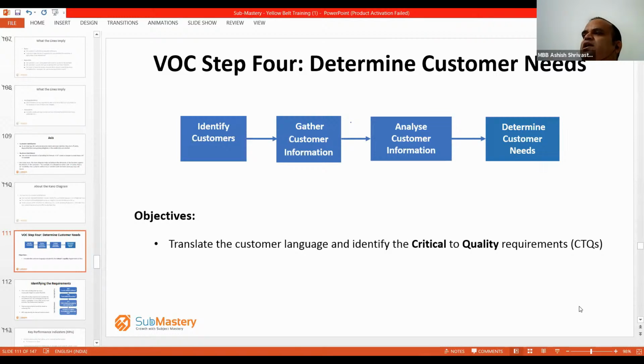Suppose you are going to eat a sandwich in a restaurant. Your demand is that you require a sandwich. Now, what are your specific requirements? That the sandwich should be fresh, the vegetables in the sandwich should be fresh, the taste should be good, and you will receive the sandwich within 5 minutes. These are your specific requirements, and you can say these are the critical to quality.